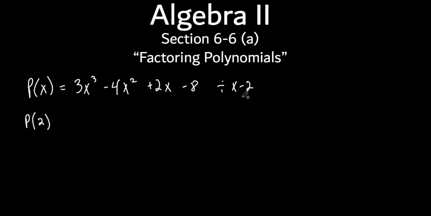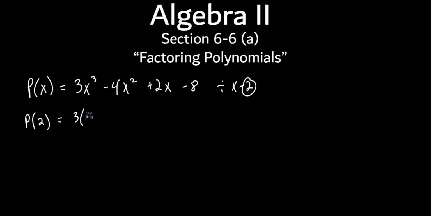All right? So I don't have to do the whole division. I can just take that number right there, put it in for x, and let's see what I come out with. If I come out with 0, then x minus 2 is a factor. If I don't come out with a 0, then it's not a factor. Okay? So I look for that number, P of 2, and that means anywhere I see an x, I'm going to put a 2. So let's see what we get.